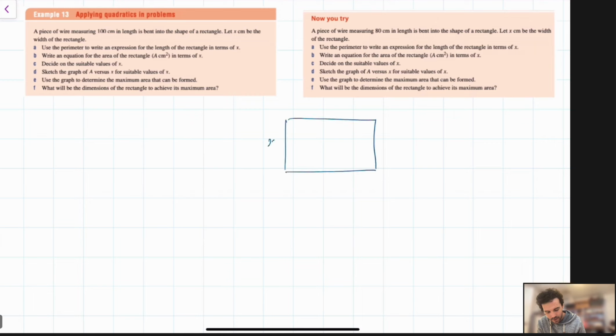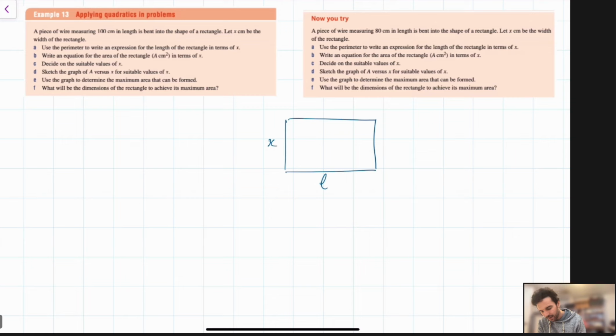Okay, and this is x here. Now we're not given another dimension, so I'm just going to say that's L. Okay, we're not really sure what that's going to be yet. And yeah, so we've drawn that there. It's just to help us remember what we're trying to do here.